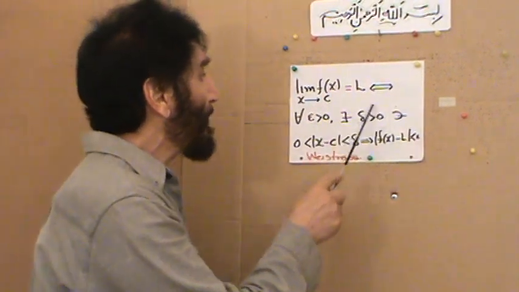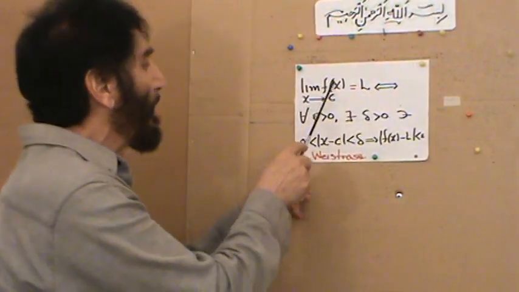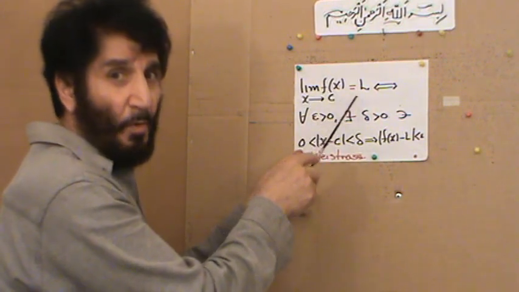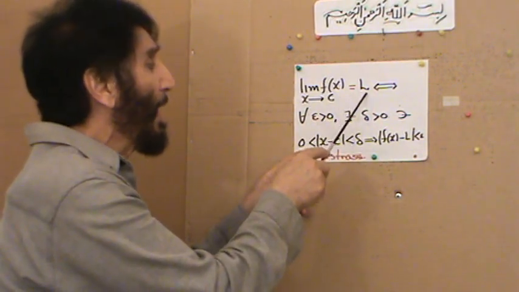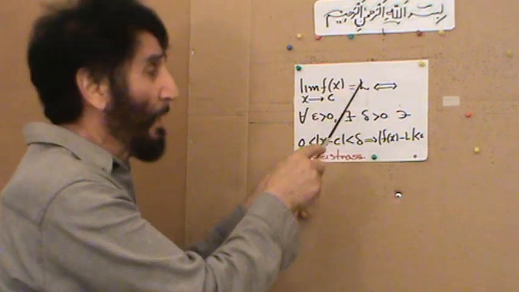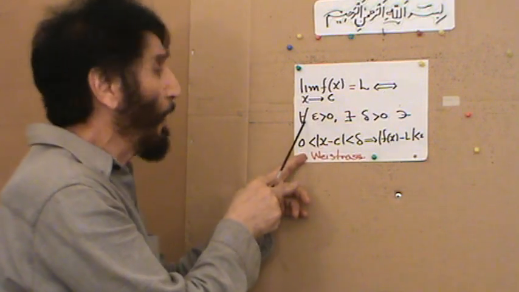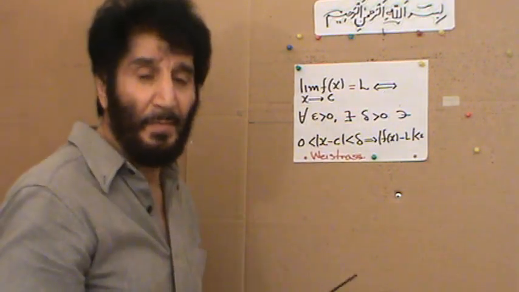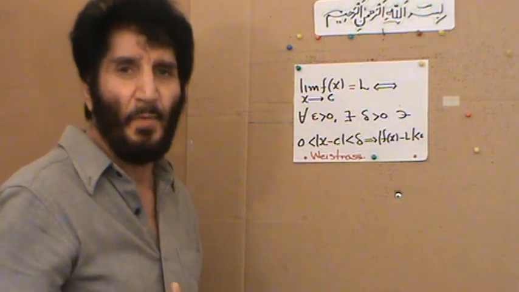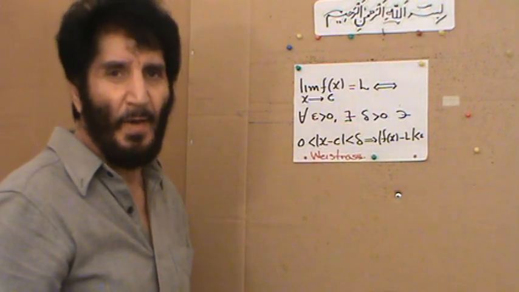Now, I read it for you: the limit of f of x as x approaches c, always from both sides, equals L. This notation means "if and only if." This notation means "for all epsilon given." Epsilon is a given. Epsilon, like x, y, z, is a Greek letter of the alphabet.